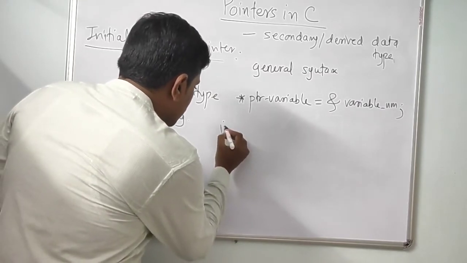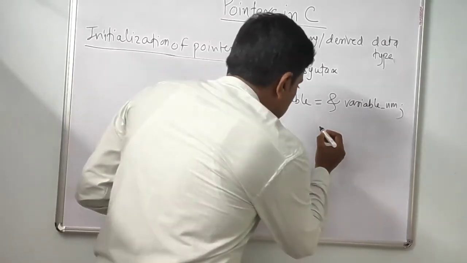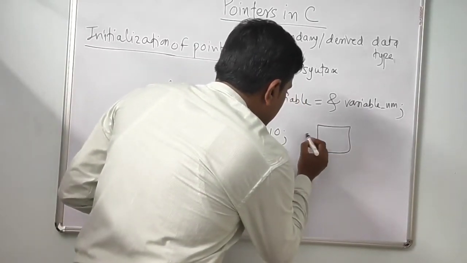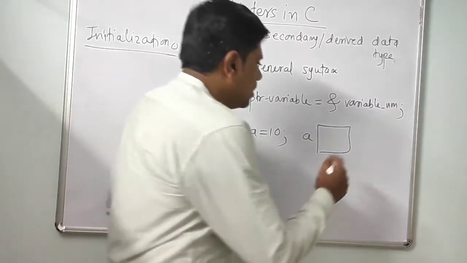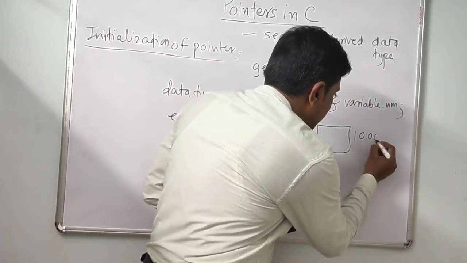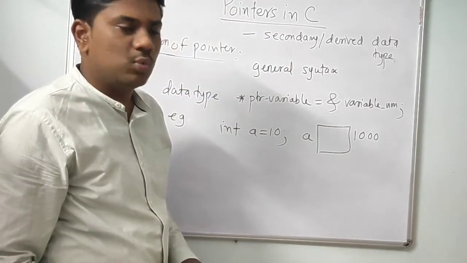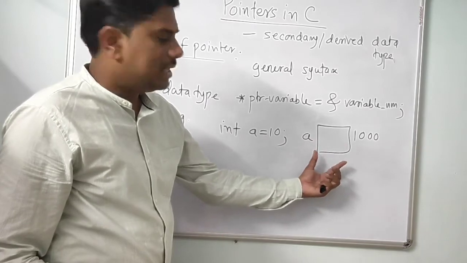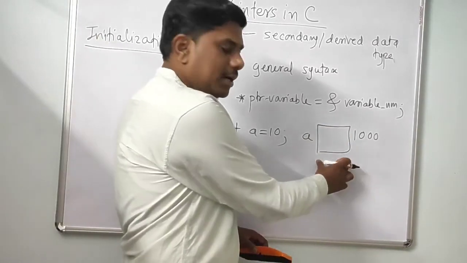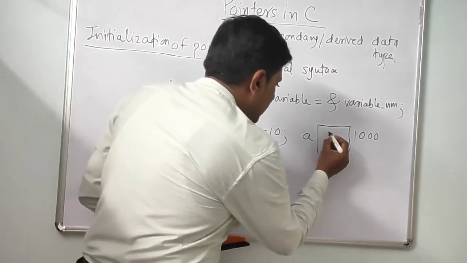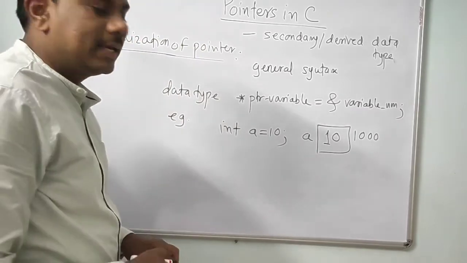Consider there is a variable a with value 10. So consider the compiler reserved one memory block for this variable a. Consider the address of this variable a is 1000. Again, on a 32-bit compiler, it will reserve 2 bytes. For a 64-bit compiler, it will reserve 4 bytes for this. And 10 is stored here. And now I am taking the pointer.